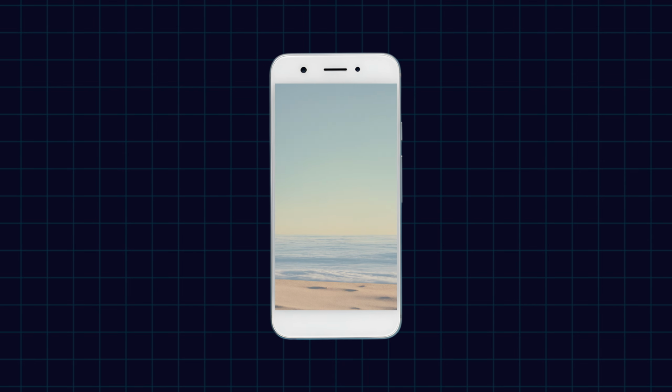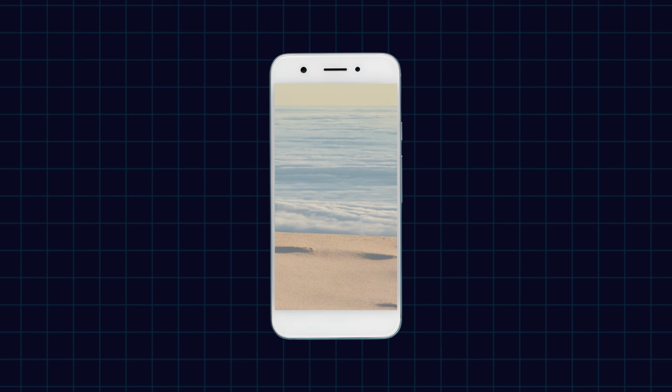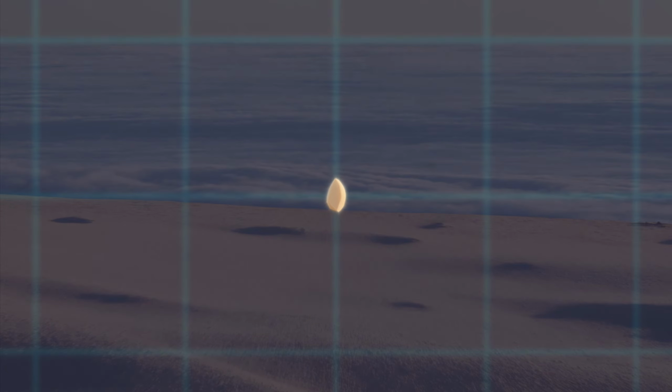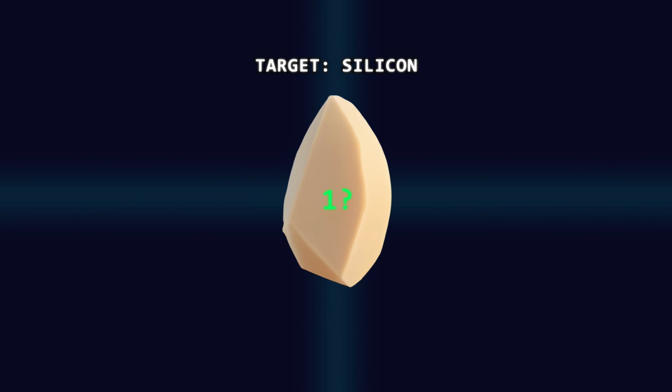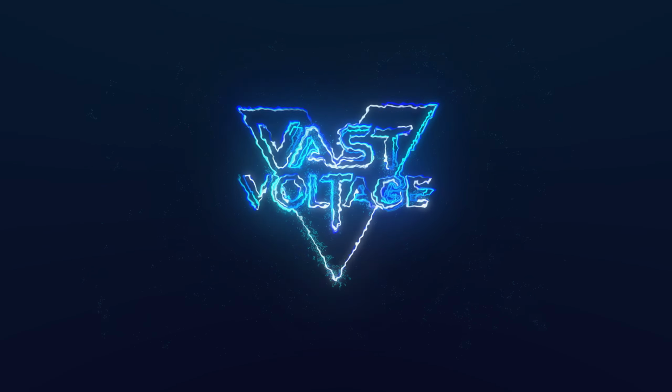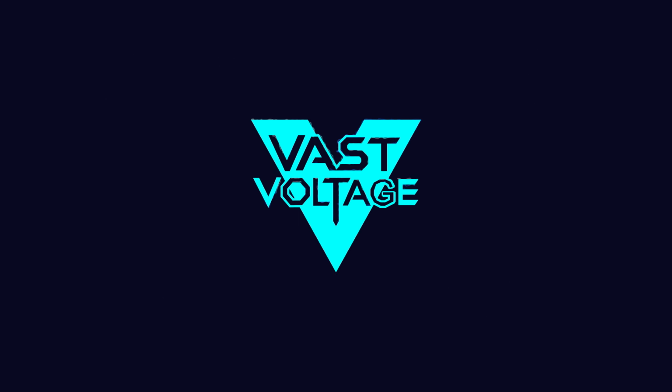How did we do it? We stopped moving big pieces of metal and started to modify the atoms inside a simple grain of sand, silicon. But how do we turn sand into logic? Welcome to VastVoltage. Let's visualize the invisible.